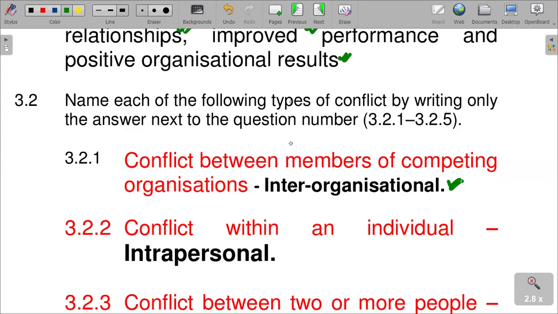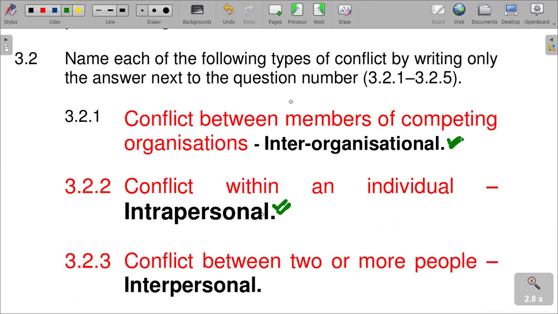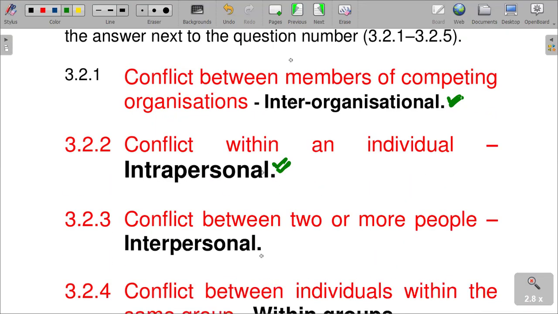And then conflict within an individual. When decisions are made, a person can have conflict within themselves, which is called intrapersonal conflict. Intra means within a person or in oneself. And conflict between two or more people is interpersonal. Inter means between two different individuals, so interpersonal involves two or more people.